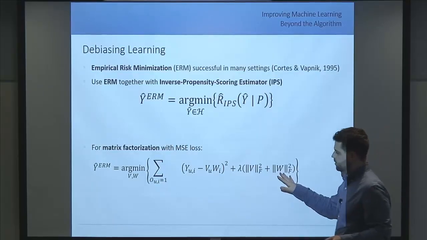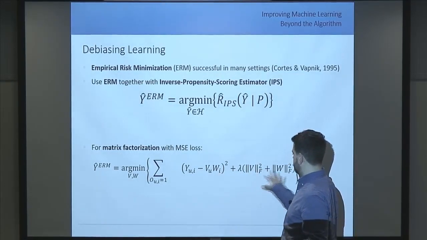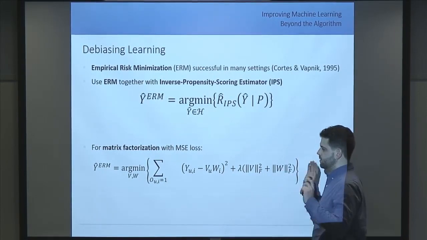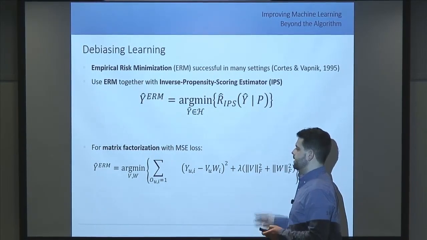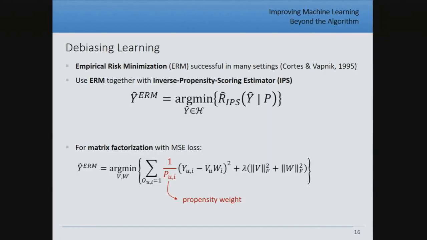To make this more concrete, the objective below is probably known to you. This is a standard mean squared error loss for matrix factorization with regularization terms. And we know how to solve this and scale this. The only thing that changes when you use the IPS estimator is that you get this propensity weight here. So really not that much, but conceptually I think this is a bigger step.